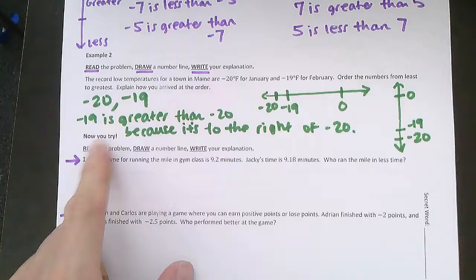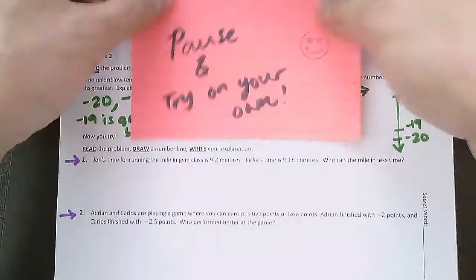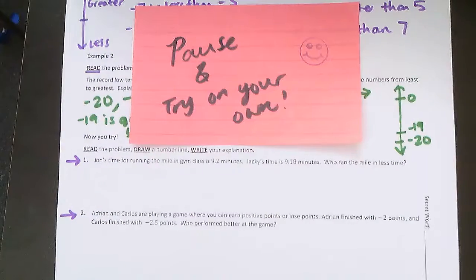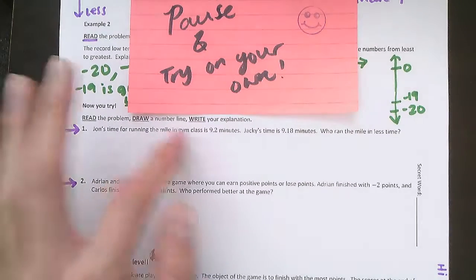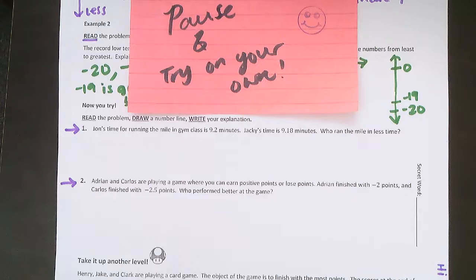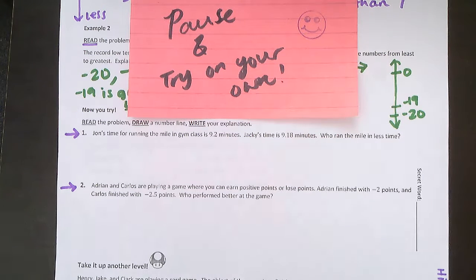So, since it says now you try, it's that time again. You are going to pause and then try number 1 and number 2. Draw the number line, put the numbers in order, write your explanation. You can pause and do that now. Go.